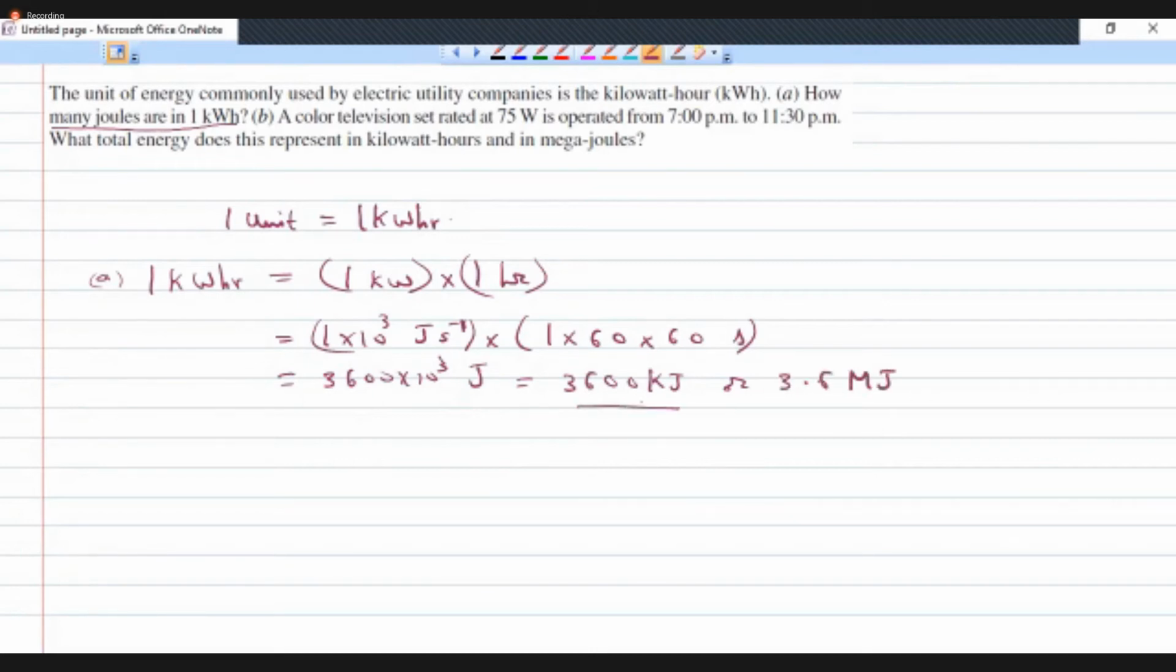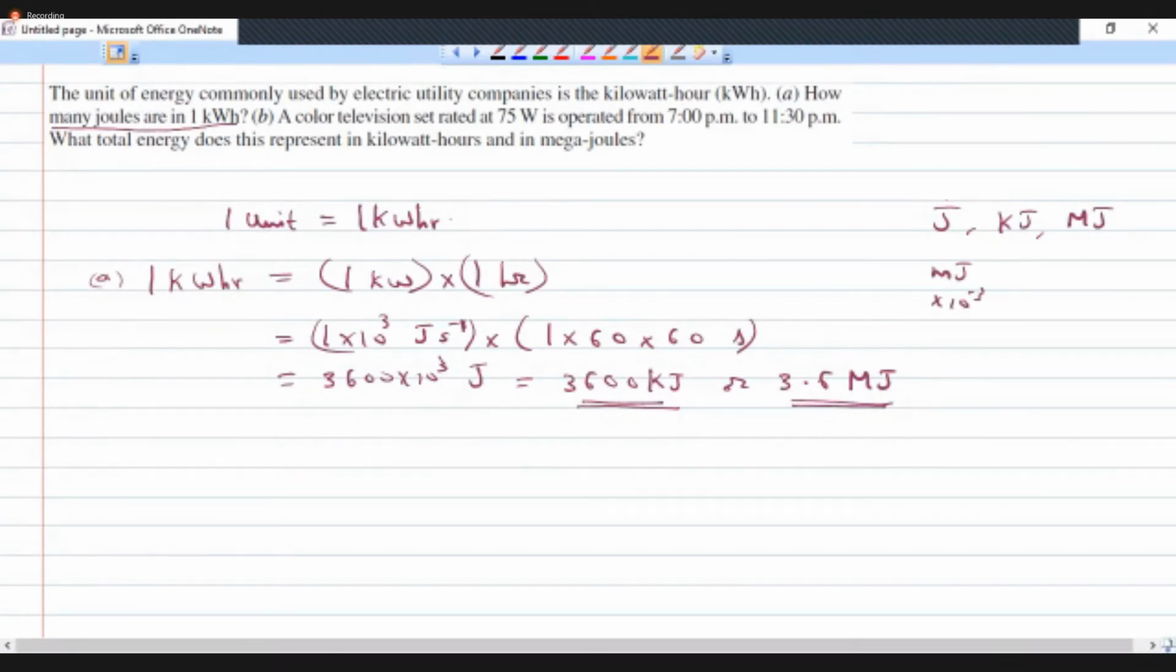Because in engineering problems we always write in SI, joules or kilojoules or megajoules for larger quantities. For lower quantities, we go for milli, that is into 10 power minus 3, or microjoules, that is into 10 power minus 6. Kilo means into 10 power 3. Mega means 1 into 10 power 6. So always try to express your answer like this.